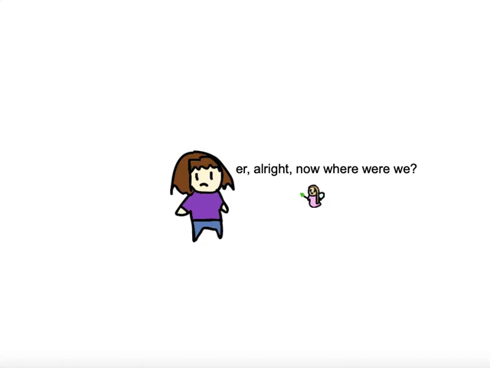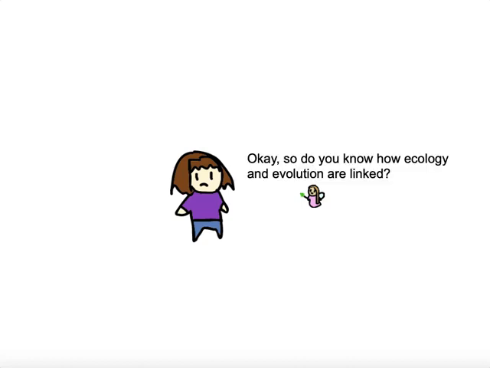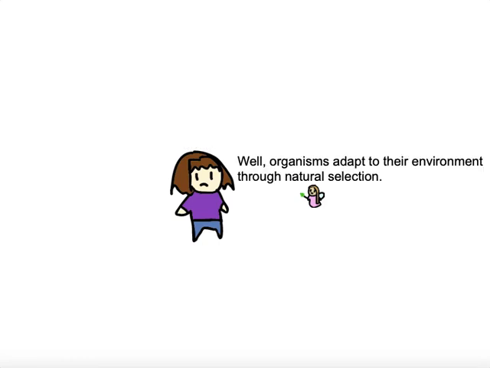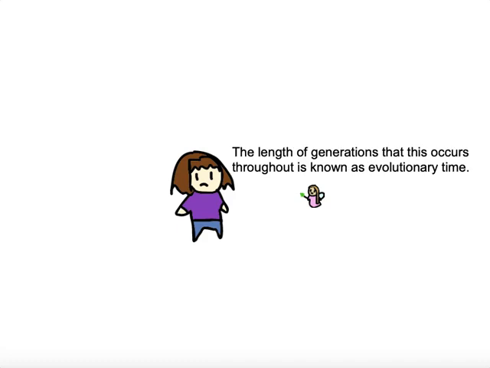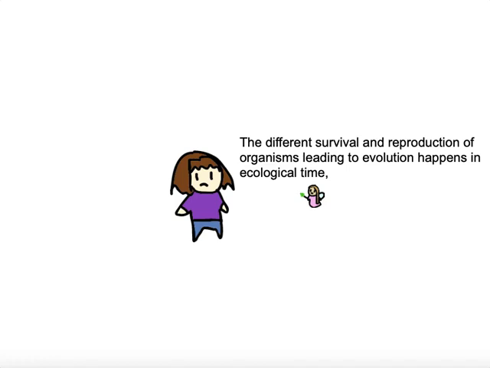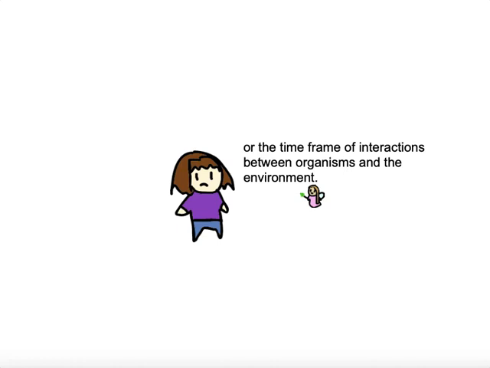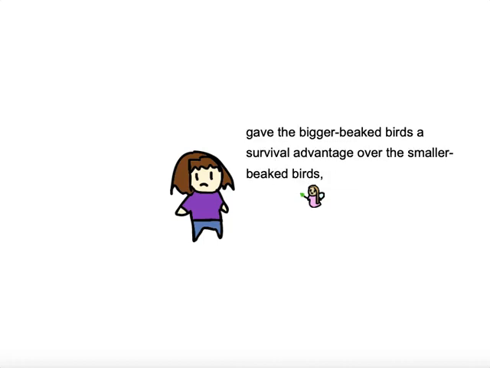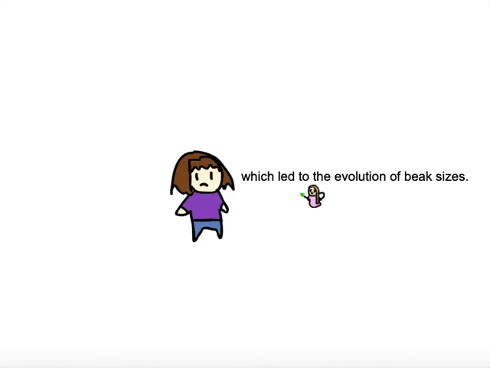Alright, now where were we? Okay, so do you know how ecology and evolution are linked? Do you know about the Galapagos finches? Who doesn't? Right, well, organisms adapt to their environment through natural selection. The length of generations that this occurs throughout is known as evolutionary time. The different survival and reproduction of organisms leading to evolution happens in ecological time, or the time frame of interactions between organisms and the environment. As for the Galapagos finches, the large and hard seeds available during the drought gave the bigger-beaked birds a survival advantage over the smaller-beaked birds, which led to the evolution of beak sizes.